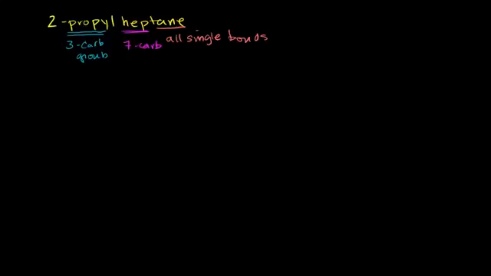So let me draw the heptane chain. So we have 7 carbons: 1, 2, 3, 4, 5, 6, 7. And on the second carbon right there, we have a propyl group. It's a 3-carbon group, so let me draw the propyl group: 1, 2, 3. It's attached at the second carbon right there. So this molecule, 2-propylheptane, looks just like this.